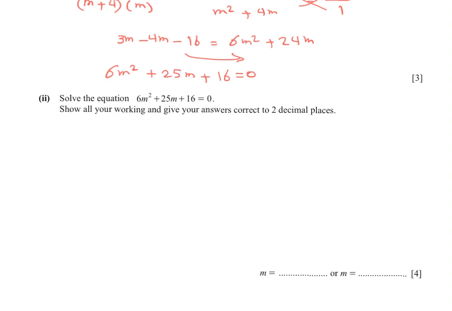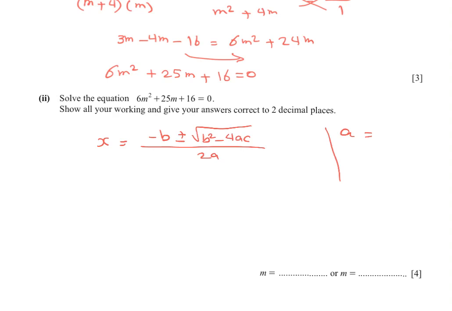Solve this equation and give your answer correct to two decimal places. When you solve a quadratic equation and you are asked to find the answer correct to two decimal places, use the formula. The formula is x equals negative b plus or minus square root of b squared minus 4ac, over 2a.